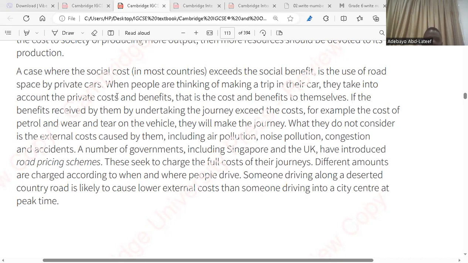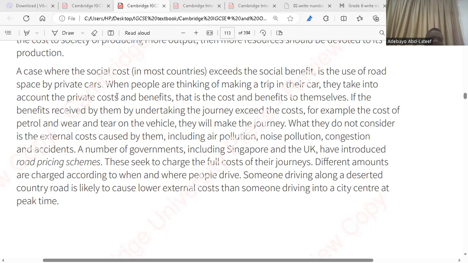If you drive your private car, you drove the car because your private benefit exceeds your private cost. You wouldn't drive your car if you think that you're going to incur more cost than benefits, isn't it? So as a result of that, you don't think about the third party. So because you don't think about the third person, government wants to correct this market failure. So how will government correct this market failure?